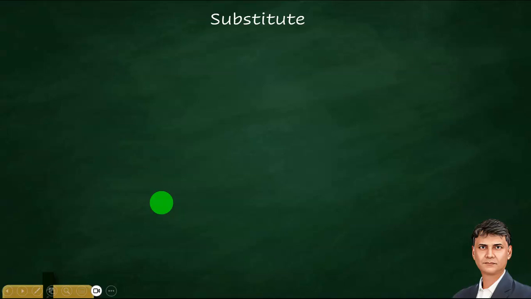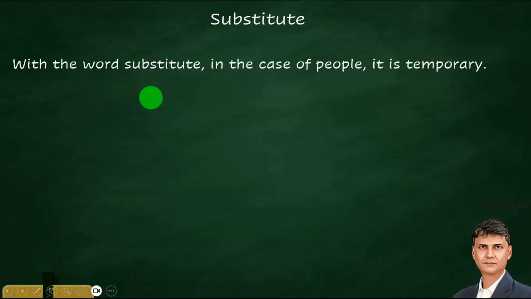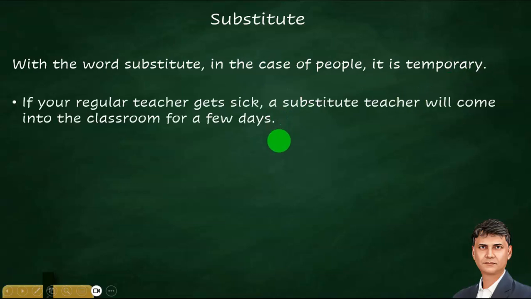Now let's move on to substitute. With the word substitute, in the case of people, it is temporary, right? In the case of replace, it was permanent. In the case of substitute with people, it is temporary, right? If your regular teacher gets sick, a substitute teacher will come into the classroom for a few days. That means a substitute teacher is only coming for a few days. It is not permanent, right?